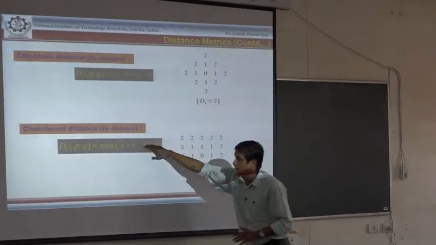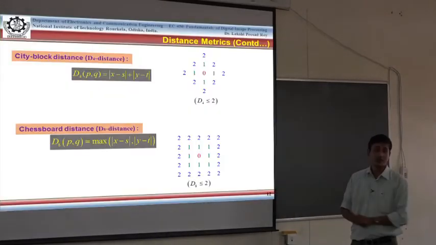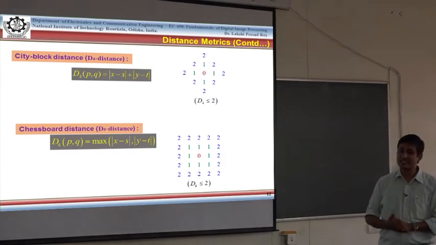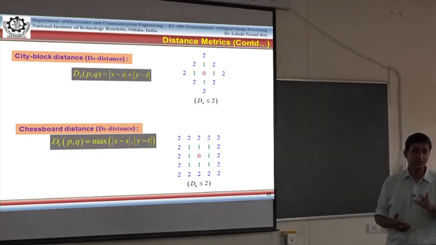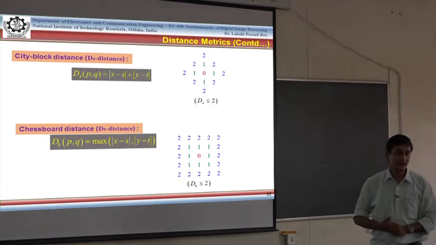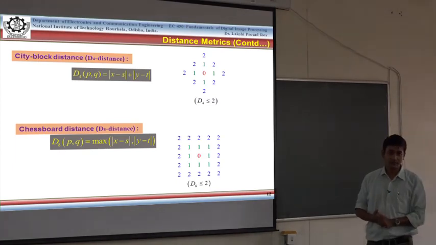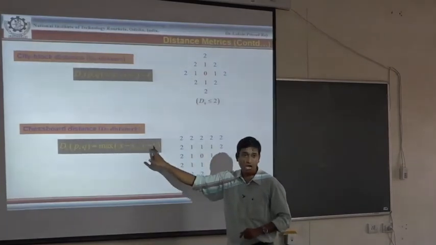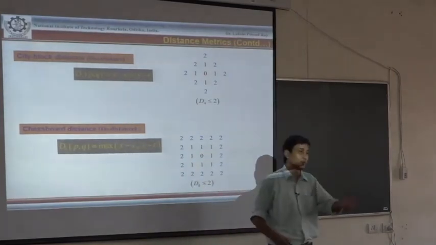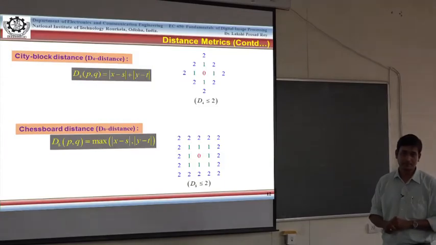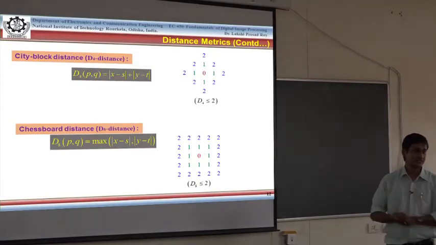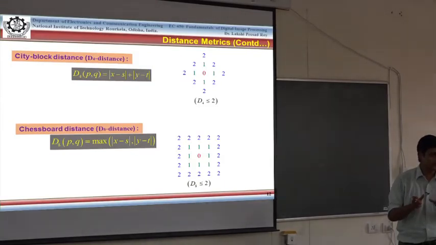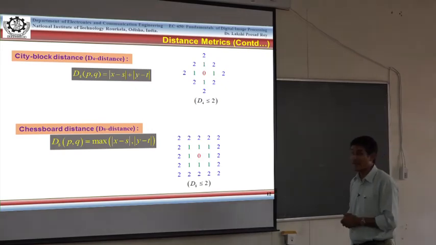Similarly, if you go for another one, which is named D8, the distance between P and Q, with coordinates x comma y and s comma t. In this, we take the difference of those two. Out of those two, whichever is the maximum, we take that, and that we define as D8. We take the differences and we take the maximum of them.